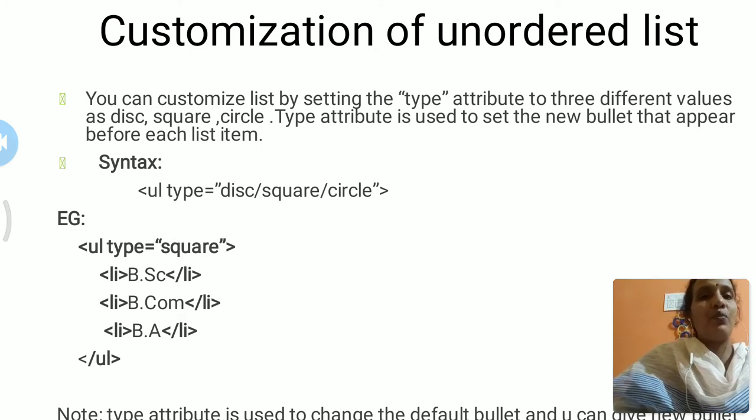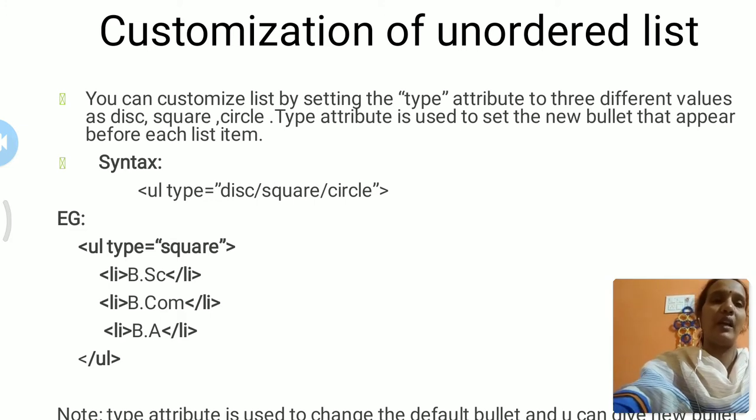How many types of bullets are available? Disk is there, square is there, rectangle is there. You can give a new type of bullet. I have given 3 bullets here, but you are supposed to give only 1 bullet. Understood? So you can customize, that is, change the default bullet in an unordered list, by using the type attribute.